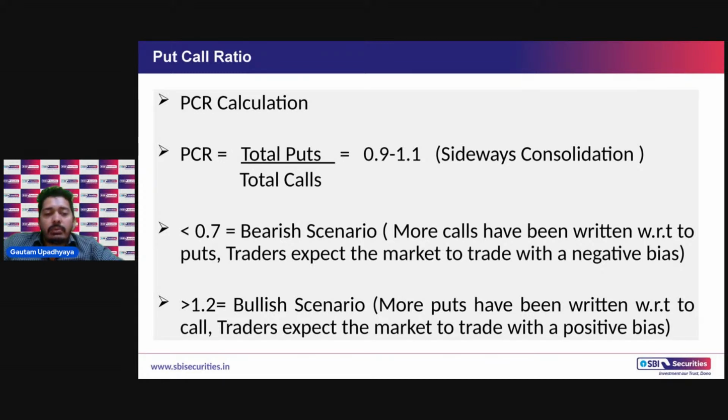So that is the broad understanding of PCR. If the figure is more than 1.2, 1.3 levels, that means there is aggressive put writing in the market. Traders expect the trend to continue on the upside, and that is why they do aggressive put writing. Likewise, if the figure is less than 0.7, it means there is aggressive call writing in the market, and traders expect the trend to continue on the downside. So this is how you can make use of the PCR to gauge the trend in the market, or the direction that the traders expect in the short term.